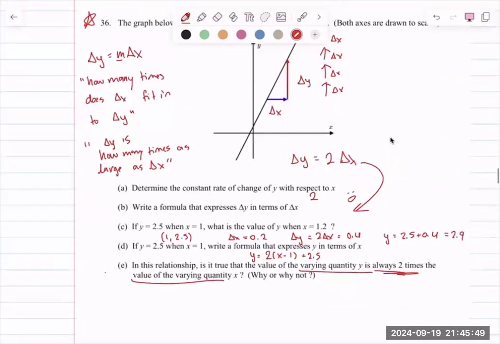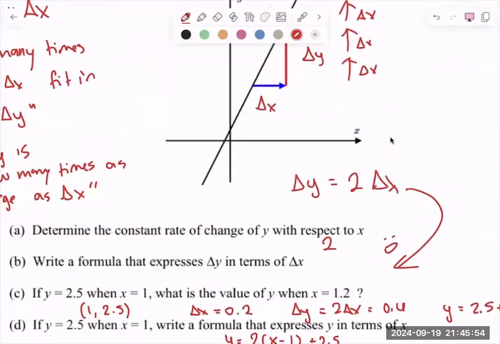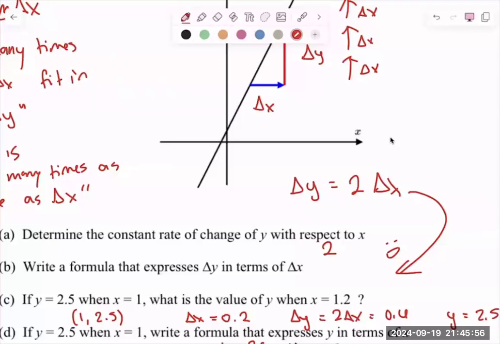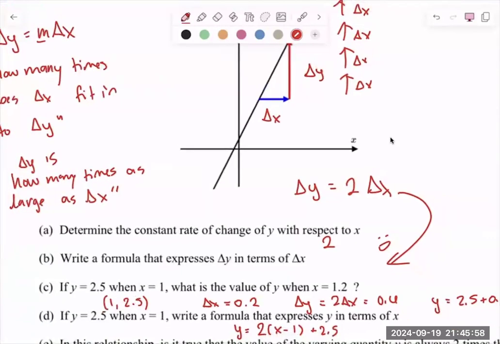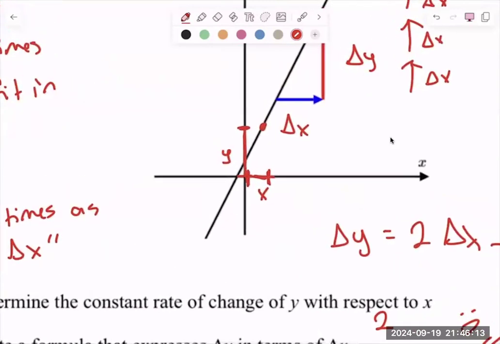The answer is no, right? For example, I can write out this point right here. Here is our y value, right? Here's y, and here's x. And so in this case, I would say, yeah, y is about twice as large as x.